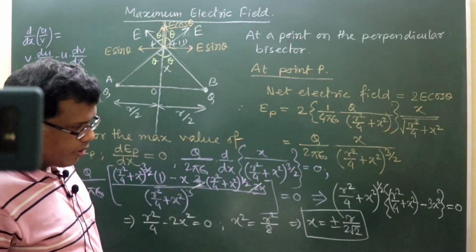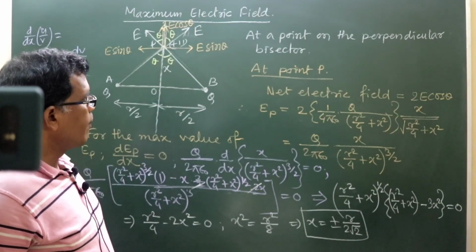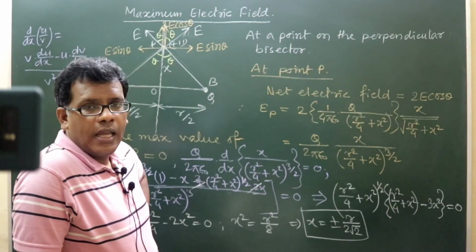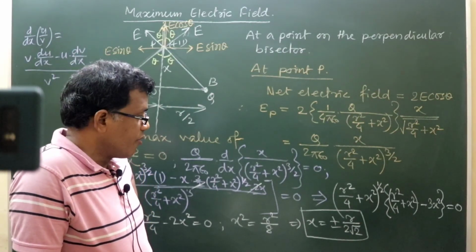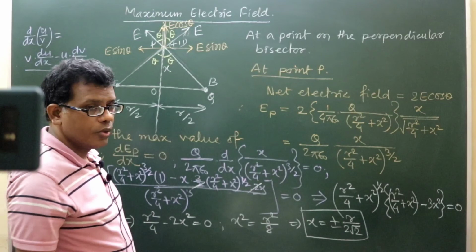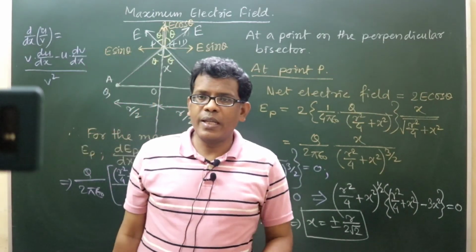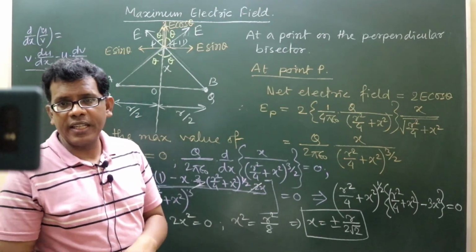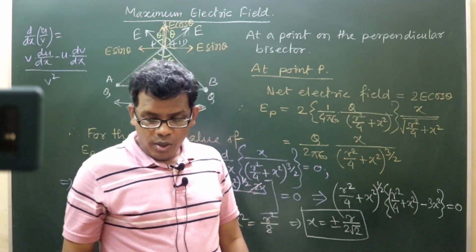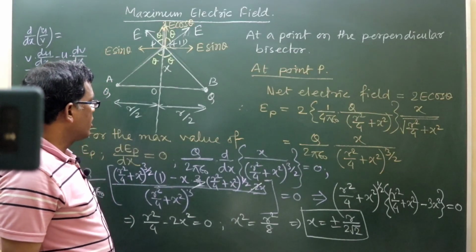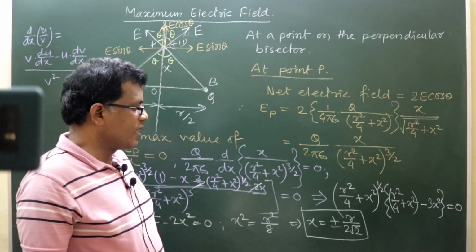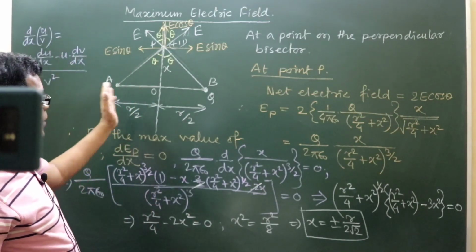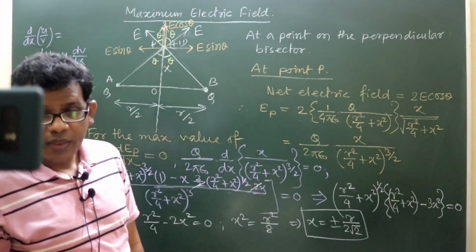So you can write down also that the maximum electric field point will appear on a circular locus of radius r by 2 root 2. Got my point? The maximum electric field value against a pair of identical charges can be found on a circular locus of radius r by 2 root 2 lying on the perpendicular bisector with respect to the line joining the charges. Okay.